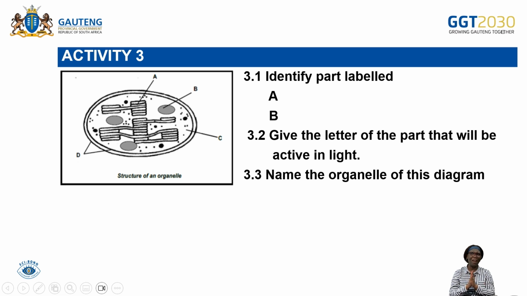Let us identify part labeled A. What is part labeled A? I can't see it well. What is part labeled A? Double. Part labeled A. It is the what? Okay, we'll do corrections on that. Okay, thank you. What is part labeled B?